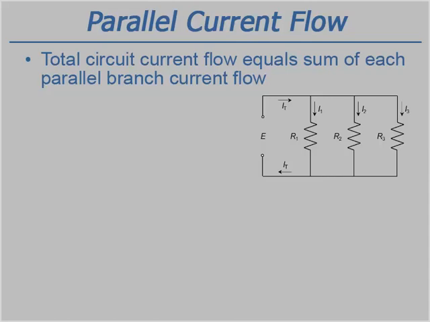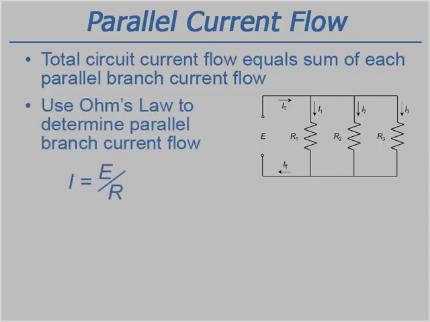The total current flow in a parallel circuit equals the sum of the currents flowing through each branch of the parallel circuit. Using Ohm's law, the current flow of each parallel branch circuit can be calculated by dividing the applied voltage by the parallel branch circuit resistance. Remember, the voltage drop across each parallel branch is equal to the applied voltage to that branch.